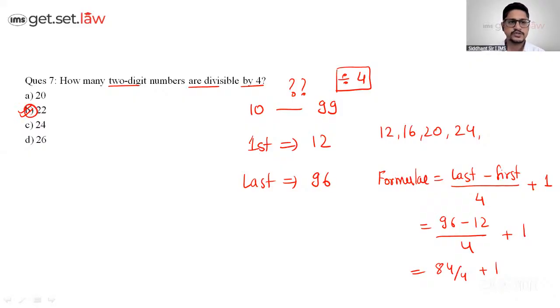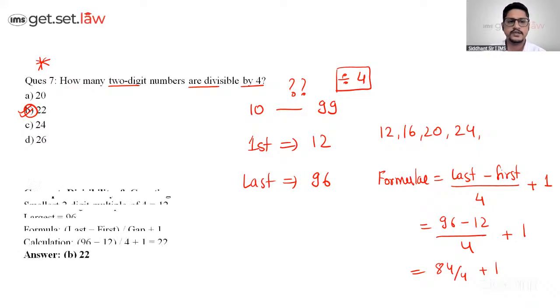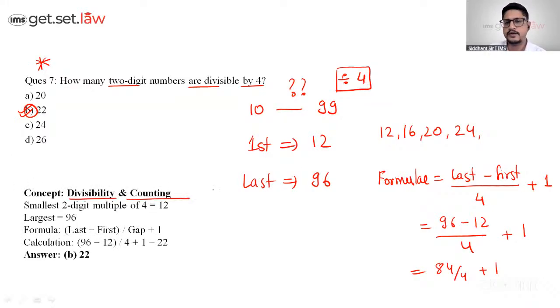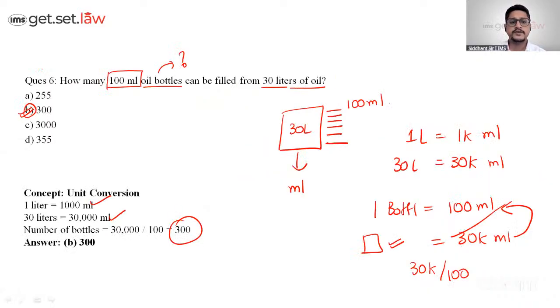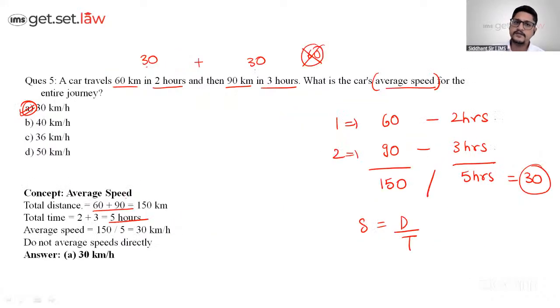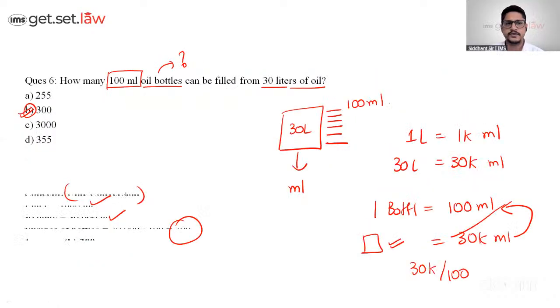Now this is a bit off track, but an important one. The concept is divisibility and counting, or I would say this somewhere highlights the concept of arithmetic progression, with a difference of 4. The last minus first, divided by the difference, is basically a trick. That's a formula which we use. The previous question was about unit conversion. I just forgot to mention the concept. And the one before that, the fifth one, was average speed, time, speed, distance. We talked about that.